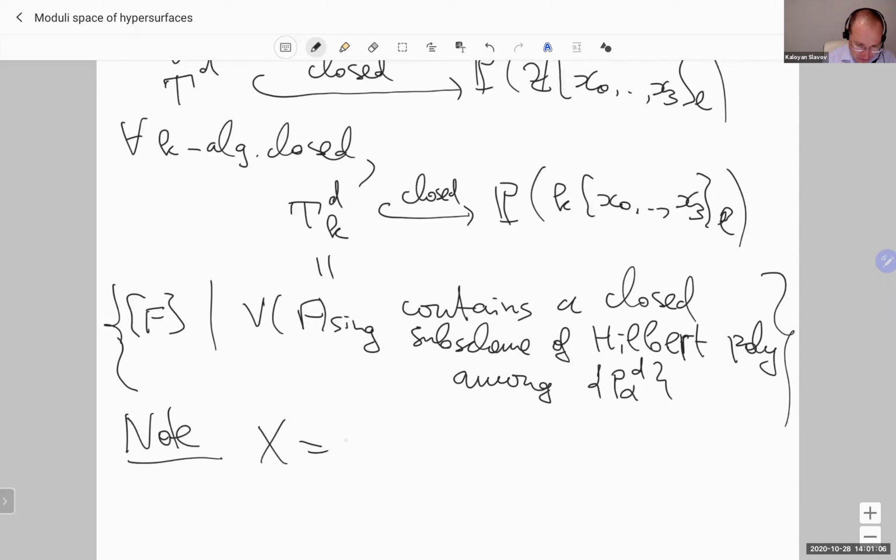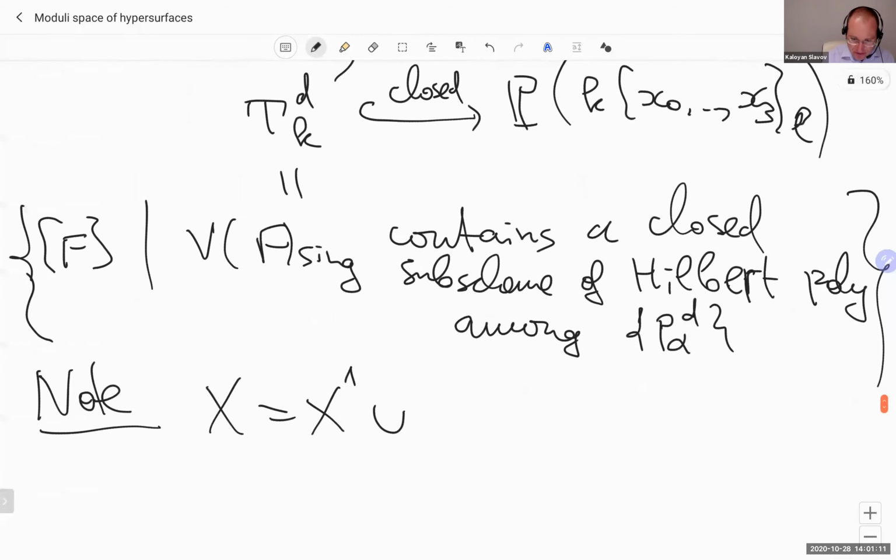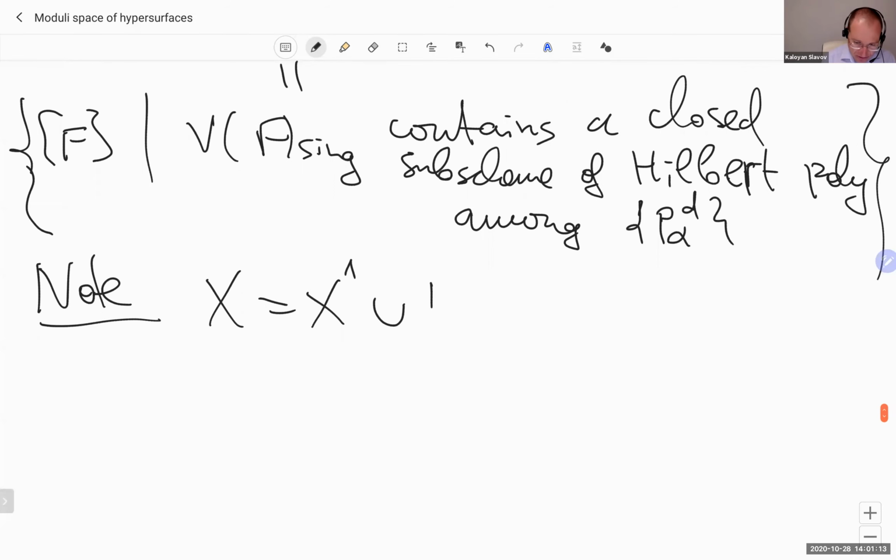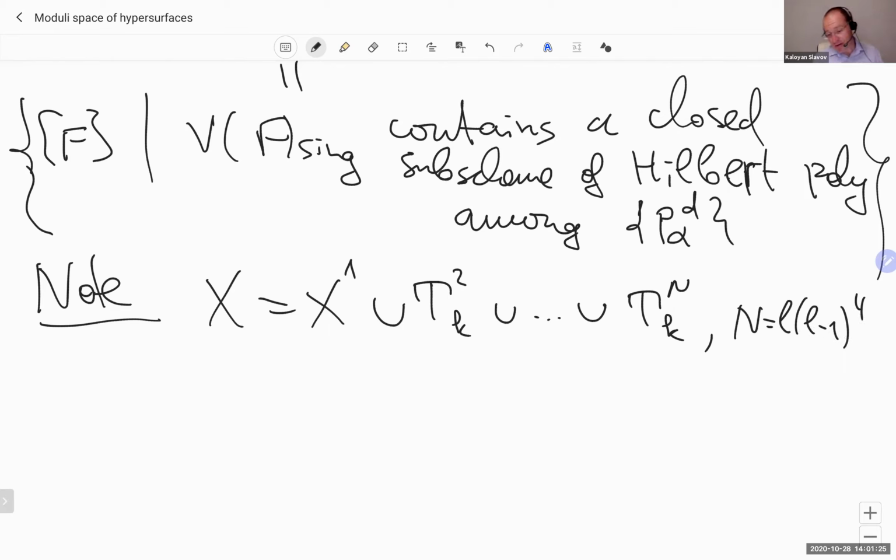Now notice, our X is the union X1, those hypersurfaces singular along a line, union T2K, union TNK, where again N is L times (L minus 1) to the fourth. That's because if the singular locus is at least one dimensional, it will contain an integral curve of degree at most this capital N. Okay, so these are closed sets now.